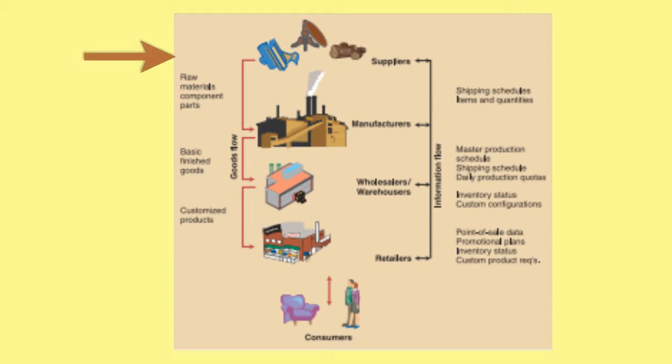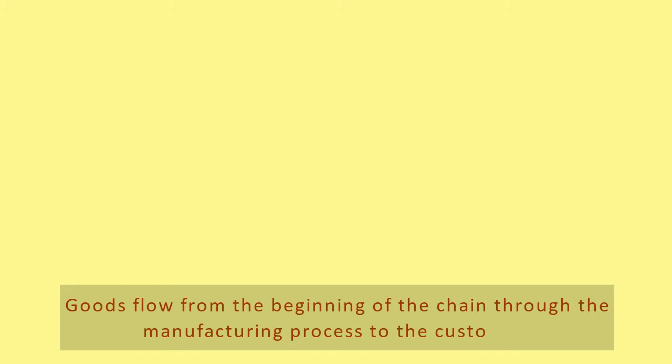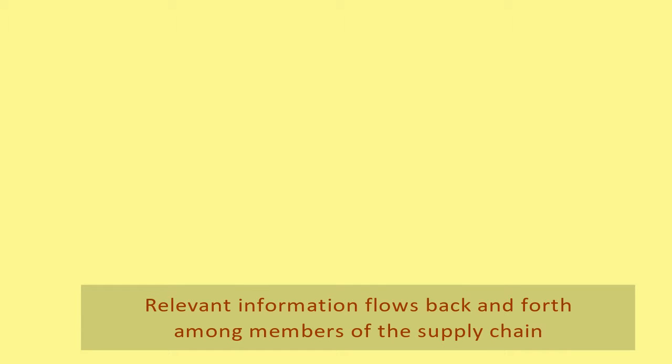At the beginning of the chain are the external suppliers, who supply and transport raw materials and components to the manufacturers. Manufacturers transform these materials into finished products that are shipped either to the manufacturer's own distribution centers or to wholesalers. Next, the product is shipped to retailers who sell the products to the customer. Goods flow from the beginning of the chain through the manufacturing process to the customer. Relevant information flows back and forth among members of the supply chain.